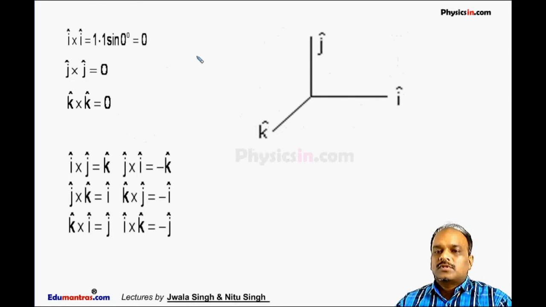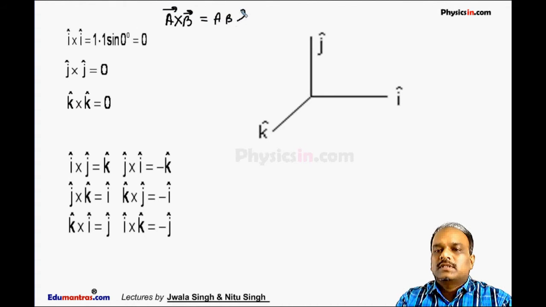Here are some standard vector cross products. So I cross I. As we know, A cross B is AB sine theta into n cap. So I cross I: in place of A it is I, in place of B it is I. We know the angle between I and I is 0. So I cross I is 1 into 1, since mod of I is 1 and again mod of I is 1, and sine 0 is 0. So it is a null vector. Similarly J cross J is also 0. K cross K is also 0.